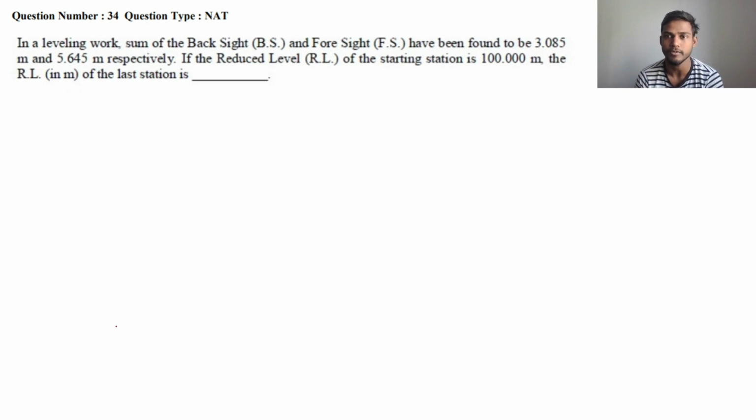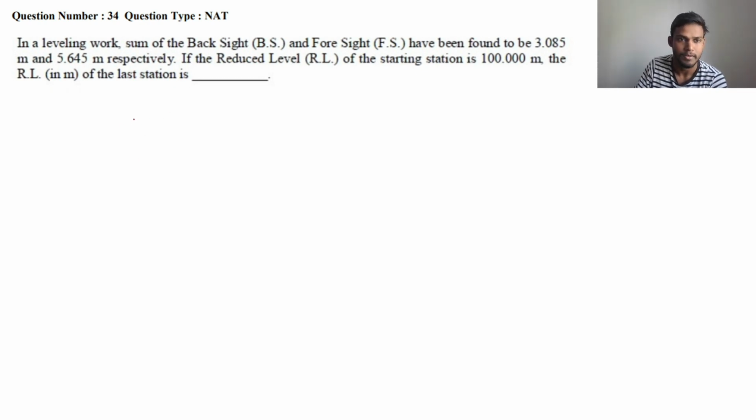So totally 4 sums, 2 one-mark and 2 two-mark questions. So let's get into the problem. First question. In a leveling work, the sum of backsight and the sum of foresight is given. The reduced level of the starting station is given. What is the reduced level of the last station?